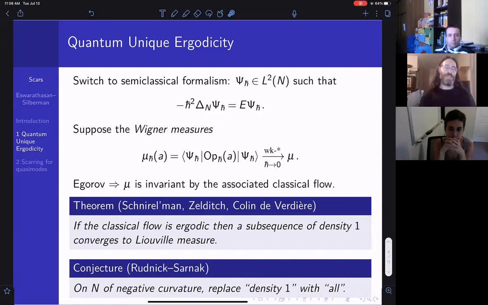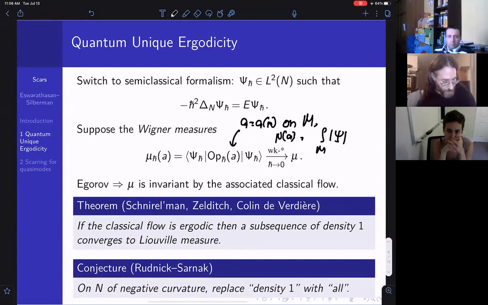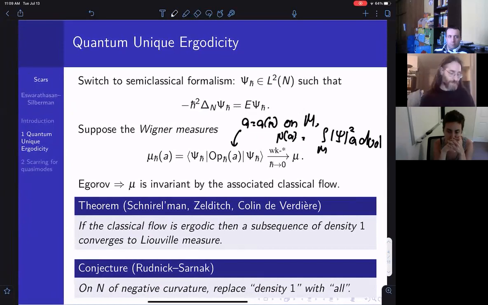And then I also want to microlocalize. So to every function A on the unit cotangent bundle, I assign the appropriate pseudo-differential operator with symbol A with respect to your favorite quantization. For those who are not used to this kind of picture, if A is just a function on our surface, or on our manifold, then this operator just means multiplying by A, and therefore the inner product in this picture means, if A is A of x on M, then mu of A just means you take the integral on M of the absolute value of the eigenfunction squared times A d volume, right? But we're generalizing this to functions on the unit cotangent bundle.